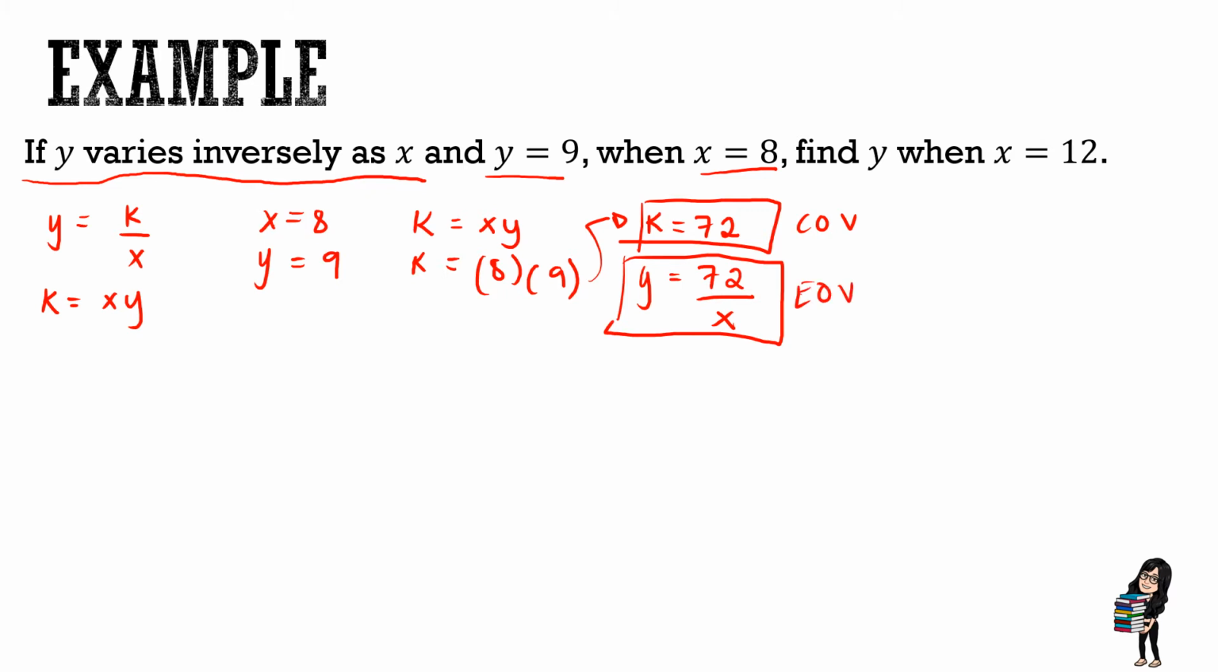After getting the equation of the variation, we can now find y when x is equal to 12. Just substitute the value of x, which is 12, to our equation of the variation. Therefore, we have y is equal to 72 over 12. Dividing 72 by 12 will give us a quotient of 6. Therefore, the value of y when x is equal to 12 is 6. Let's check our solution.